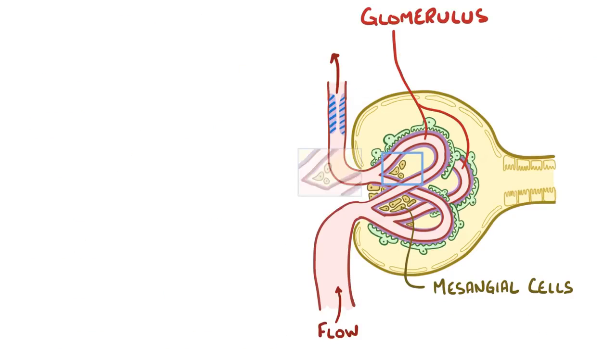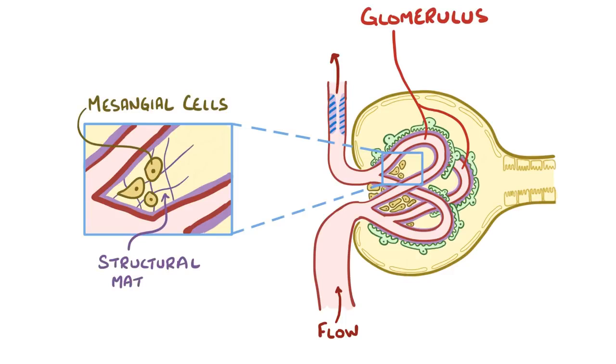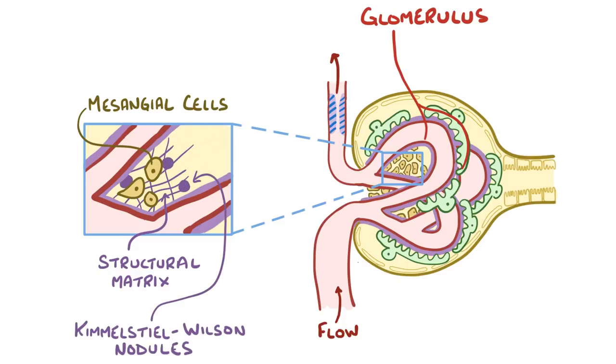In response to this high pressure state, the supportive mesangial cells secrete more and more structural matrix, which expands the size of the glomerulus. This matrix deposition and mesangial expansion can happen uniformly, or it can result in little nodules within the mesangium, called Kimmel-Steele-Wilson nodules, which are tiny balls of protein.